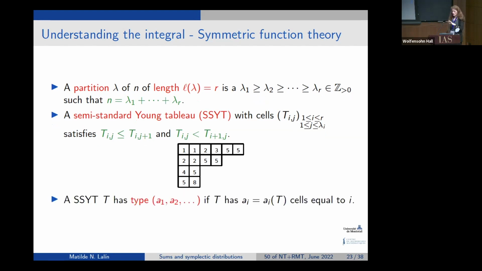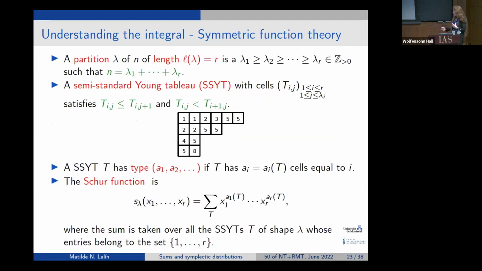And then a semi-standard Young tableau T has type a1, a2, and so on. The a_i count the number of cells that have value i. So for example, here we have a1 equals 2 because there are two ones, a2 equals 3, and so on.